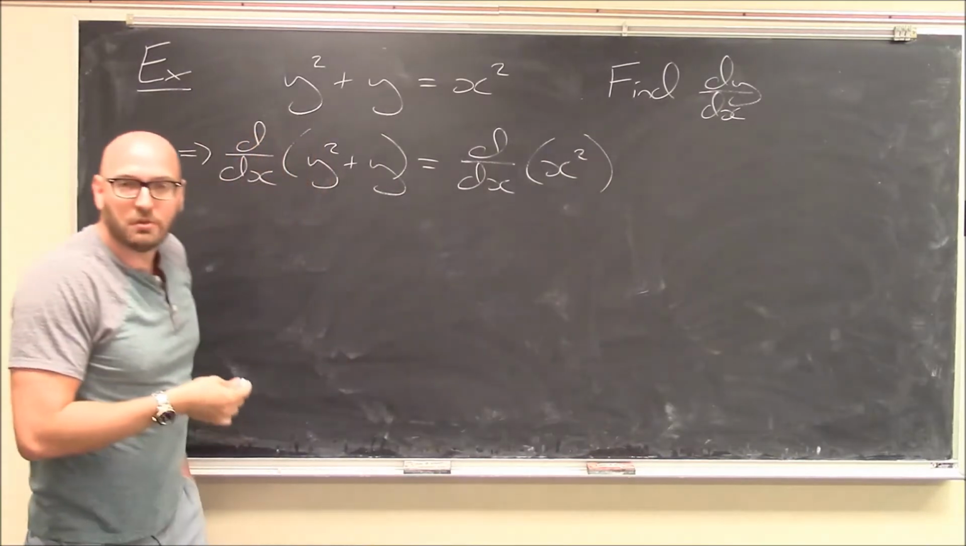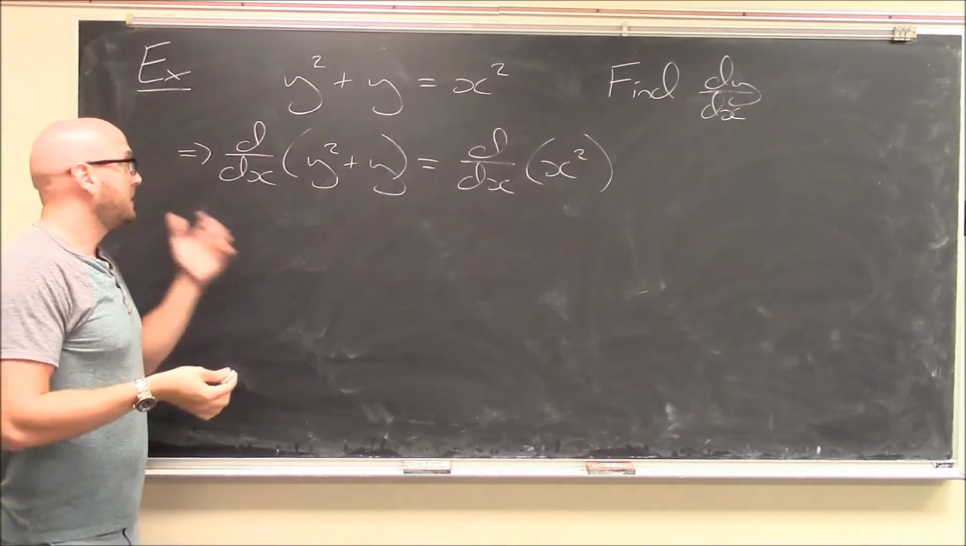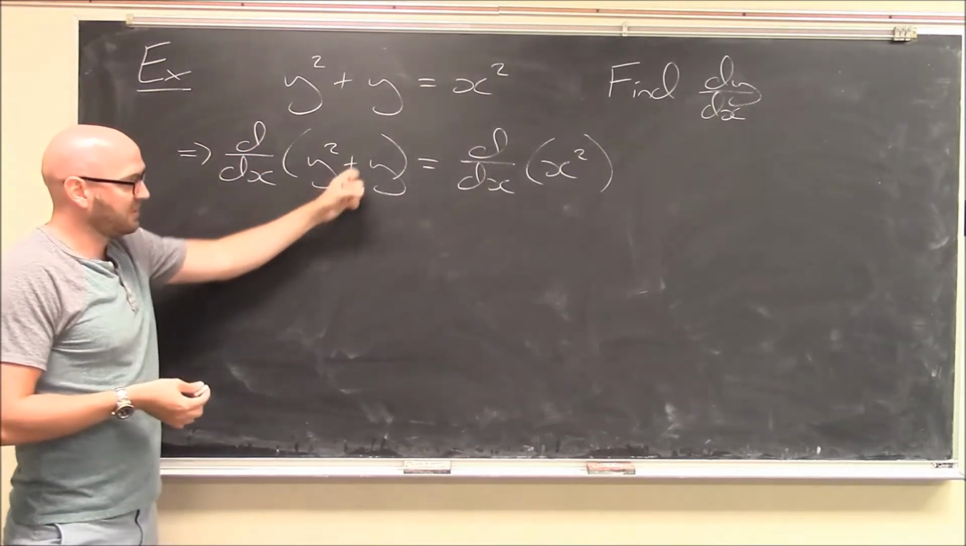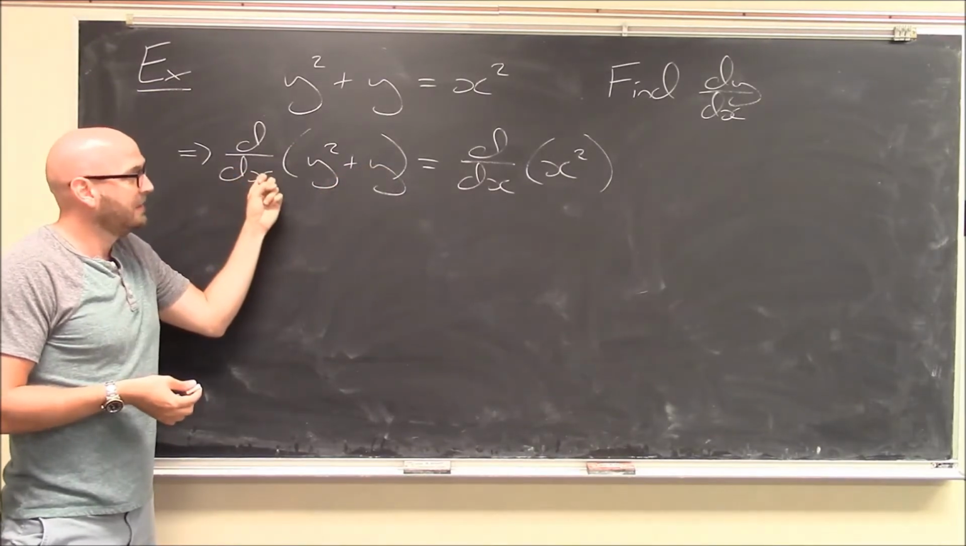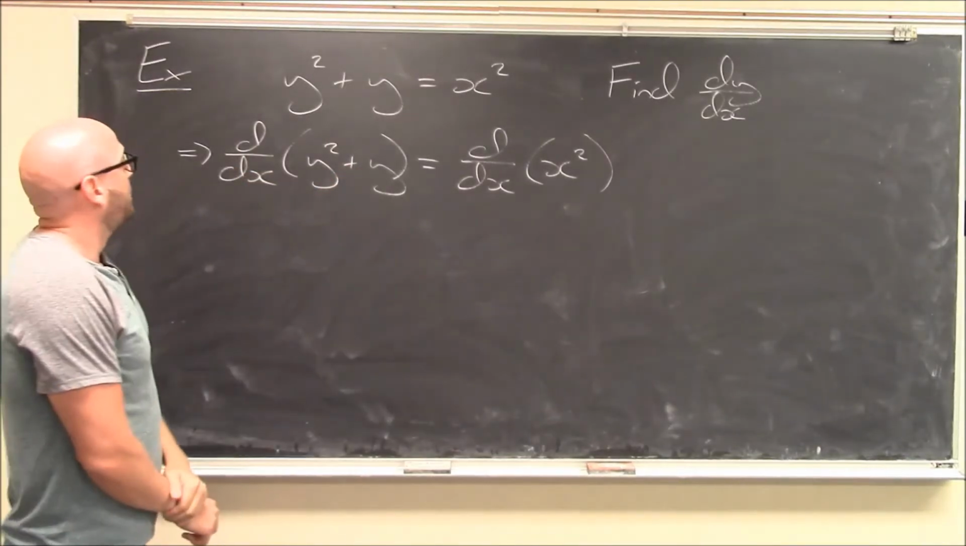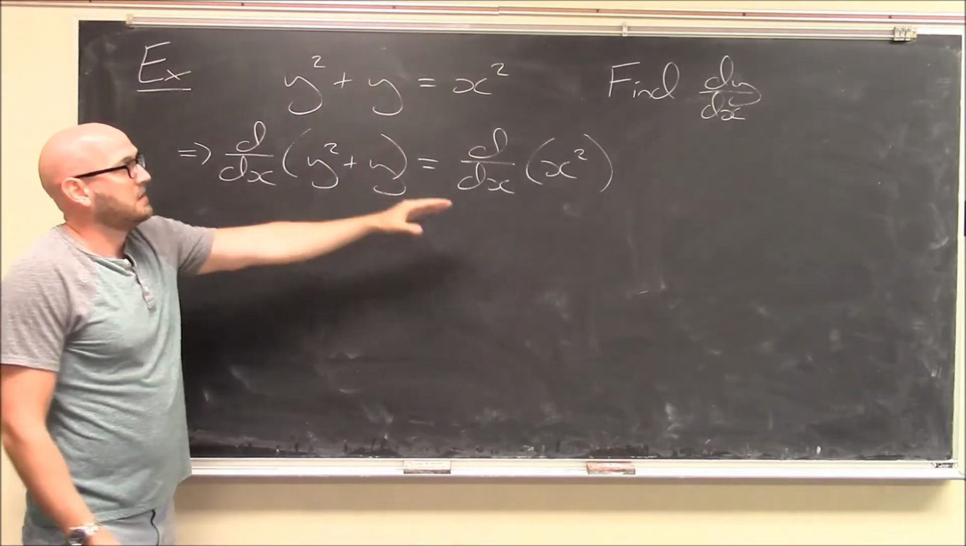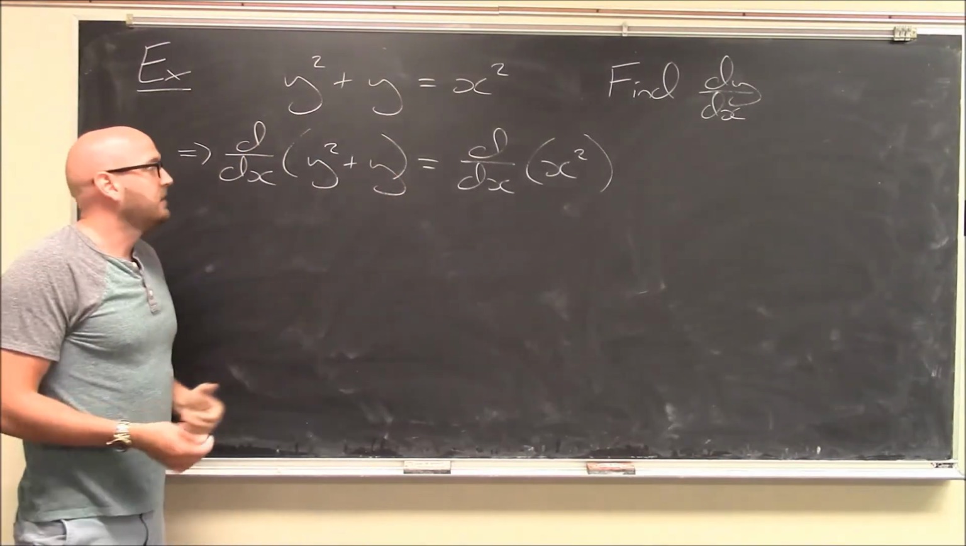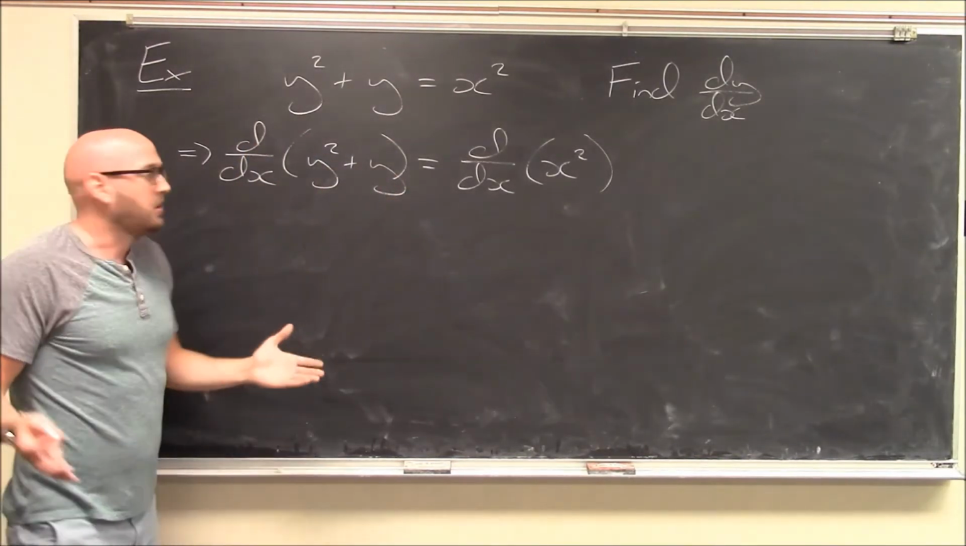This is actually what you're really doing every time you find a derivative. We just don't usually think about what happens on the left because the derivative of y with respect to x is dy dx. But here, I'm just saying, take the derivative of both sides with respect to x. And this is implicit differentiation. That's all we're ever going to do.